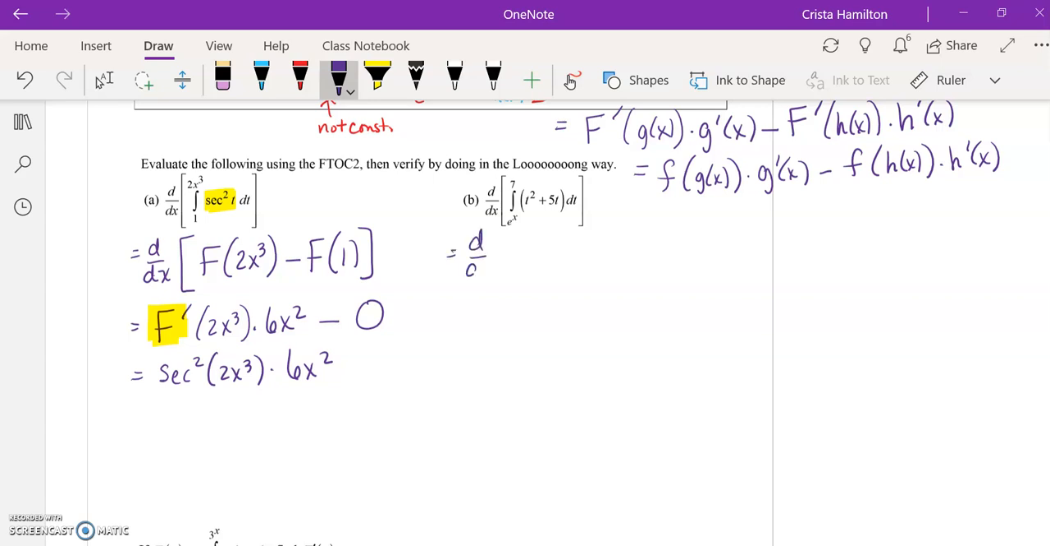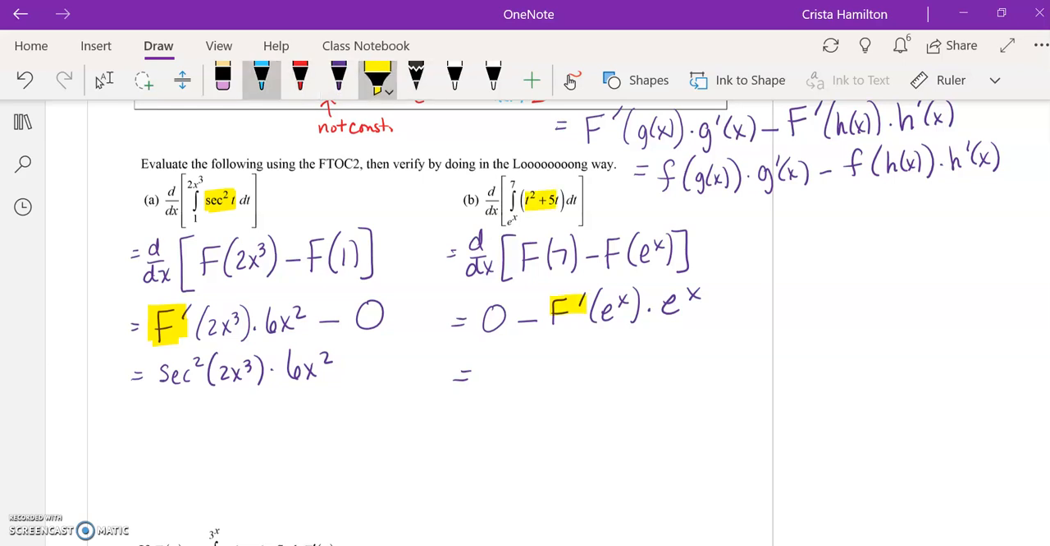All right, let's look at the next one. Same thing. The derivative with respect to x of some antiderivative with 7 plugged in, minus some antiderivative with e to the x plugged in. So this becomes 0 for the first one, minus f prime of e to the x times e to the x. And remember, f prime is the function inside of there, so we plug and chug, and it becomes e to the x squared plus 5e to the x, and that whole thing has a negative in front, times e to the x, and that would be our derivative.